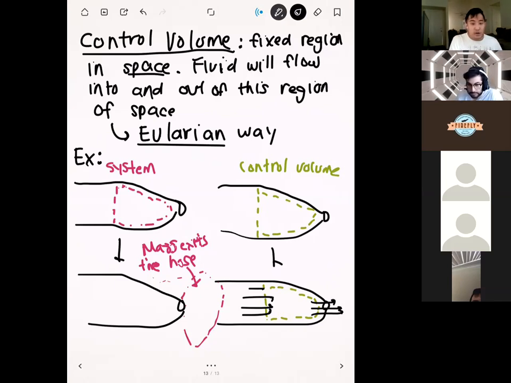Any questions on this? So that's the differences between systems and control volumes. We're going to be working mostly with control volumes, but it's also important to understand what a system is, especially within the context of a fluid. A system is a fixed amount of mass, but because the fluid is often moving, that's something we're going to follow as it goes.